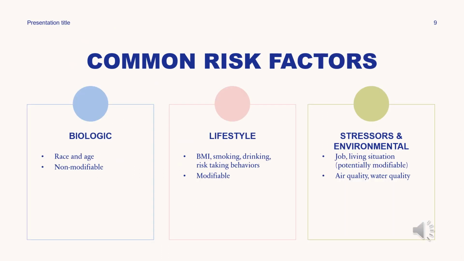So the common risk factors that our book listed, which are really just a refresher, are the biologics, so that's non-modifiable, like our race, age, ethnicity, stuff like that. Lifestyle being the biggest modifiable risk factor. We do so much education on this in the clinic, and I'm sure you guys are all doing the same, like BMI, smoking, drinking, risk-taking behaviors. And then the last two are stressors and environmental. I feel like these can swing back and forth on whether they're modifiable or not, like your job, your living situation. But non-modifiable would be like air quality and water quality.